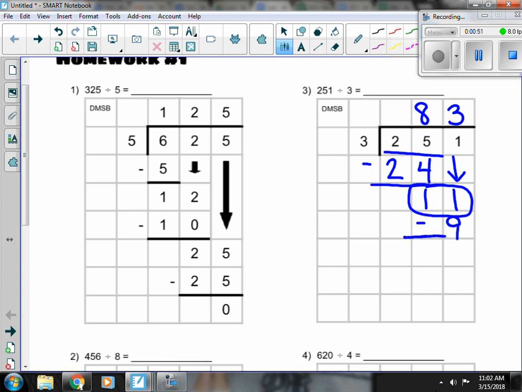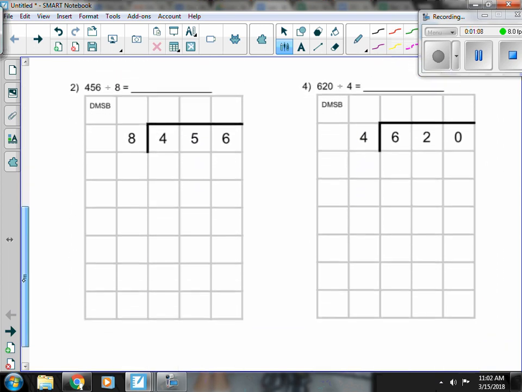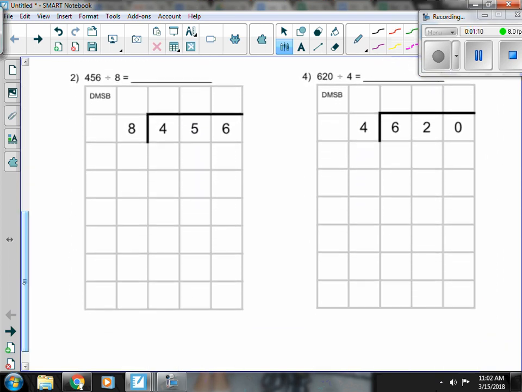And then if I subtract, 11 minus 9 is 2, and because I don't have any other number to bring down, that is my remainder. So I have 83 remainder 2. My next problem, 456 divided by 8. I first think, can 8 go into 4?